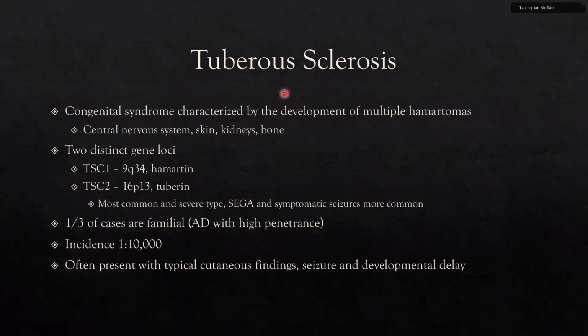All right, moving on to TS. Again, if you're over at Mumsy, you see a fair number of these that get followed. It's a congenital syndrome characterized by the development of multiple hamartomas. They're typically in the CNS, skin, kidney, and bone. They have two distinct gene loci.